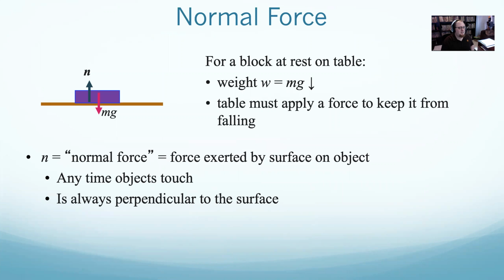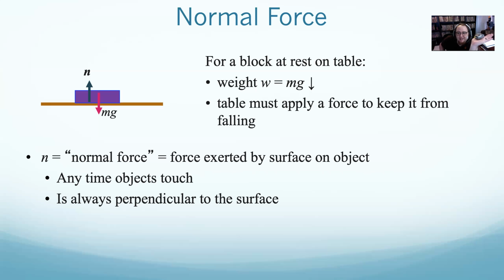So I want to talk about another special force, something called the normal force. If I take this and drop it, it accelerates downwards because of the force of gravity. It accelerates downwards because it has weight. Weight is force of gravity, mg. But if I instead put this on my hand, gravity didn't go away. There's still gravity here.